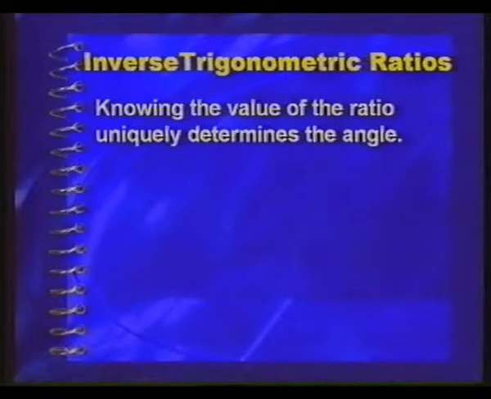Now, quite frequently, we know a particular ratio and we want to know from what angle it comes. Then you have to use what is called the inverse trig ratio. Let's have a look at the screen where that is explained. So knowing the value of the ratio uniquely determines the angle.